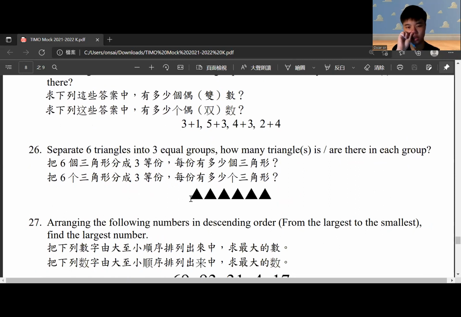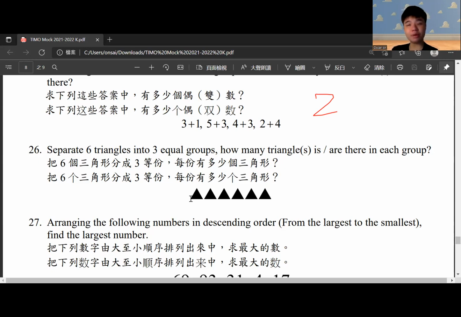Okay, question 26. Separate 6 rectangles into 3 equal groups. How many rectangles are there in each group? So we can see on the screen or on your paper, there are 6 rectangles. Two, right? Some people are saying it's 2, separate into 2 groups. Actually, we can. There are 6 triangles in this question.